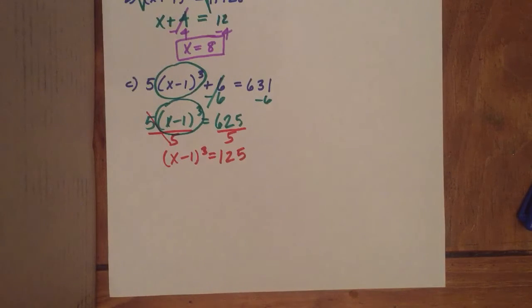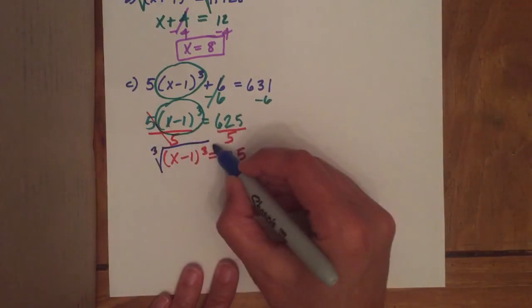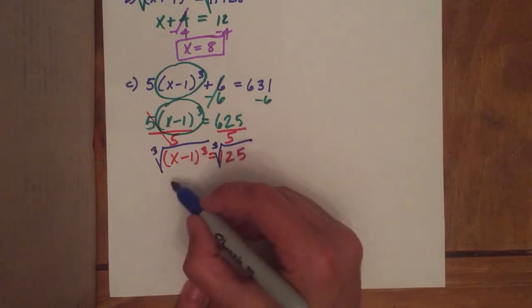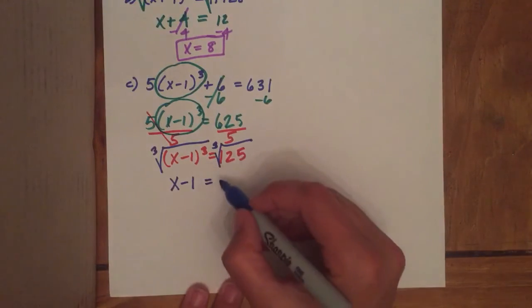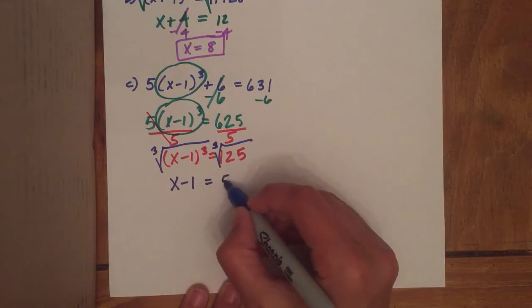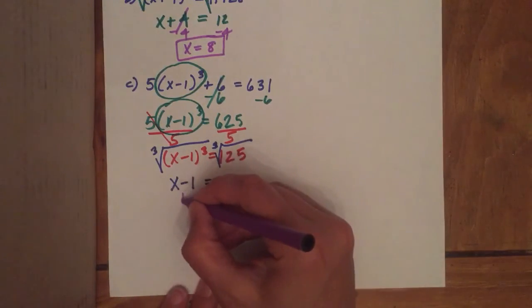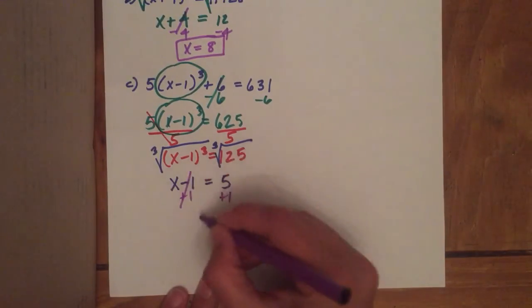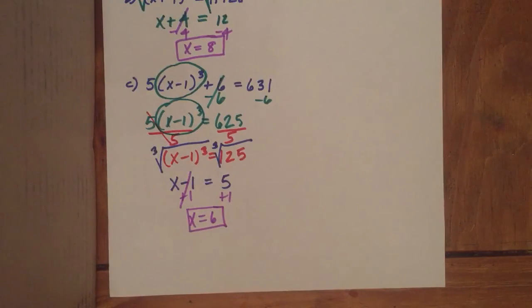So my next step, of course, is to take the cube root, because we have cubed. The opposite, or the inverse operation, is to take the cube root. So the cube root of 125 is 5, because 5 times 5 is 25, times 5 is 125. Then you solve for x, so x equals 6. And that is how you solve equations that have cubes.